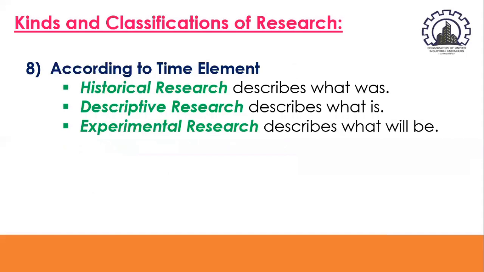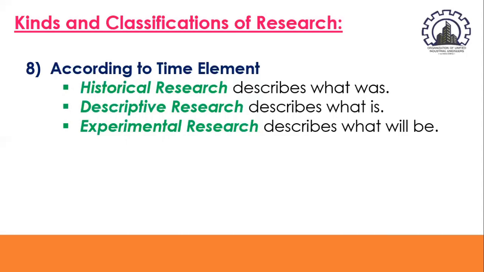And another kind of research we have is according to time element. And according to time element, Best classifies research as historical, descriptive, and experimental. Historical, descriptive, and experimental are the three major research methods. All other methods, kinds, and types of research, whatever they are called, fall under these three major methods.